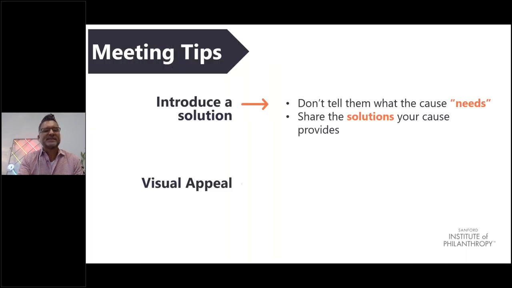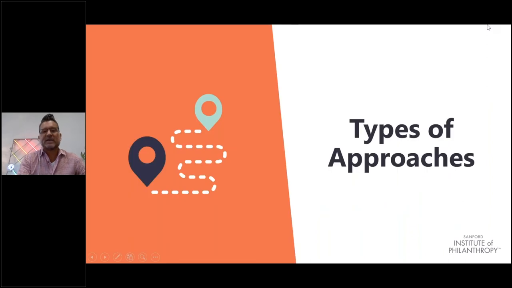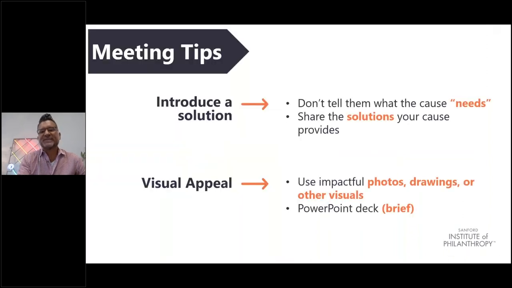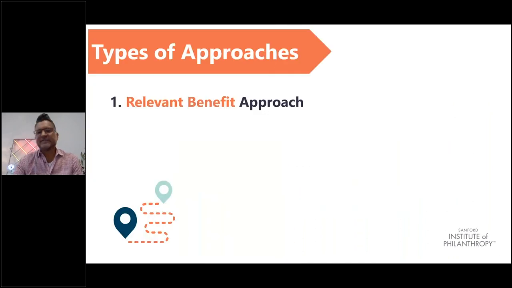from our donors. So some meeting tips: introduce a solution. When you're meeting with a donor, don't just talk about, we need this, we want this, but share with them the solutions that your cause is providing, right? And then visual appeal: use impactful photos, drawings, or other visuals. And if you're going to use a PowerPoint, again, be mindful of the amount of time that you have and keep it brief. Types of approaches, I've got seven of those.